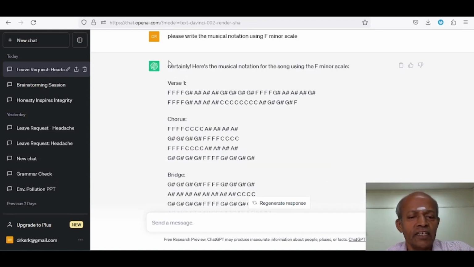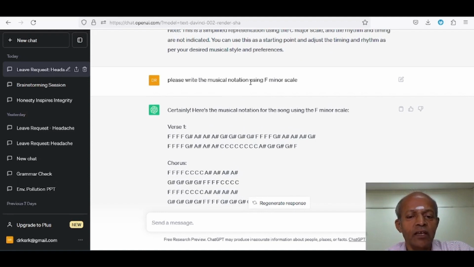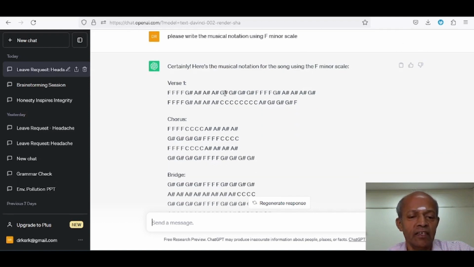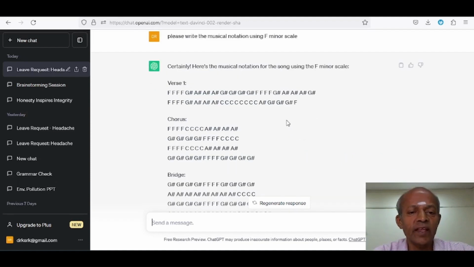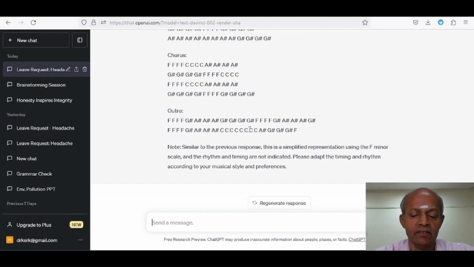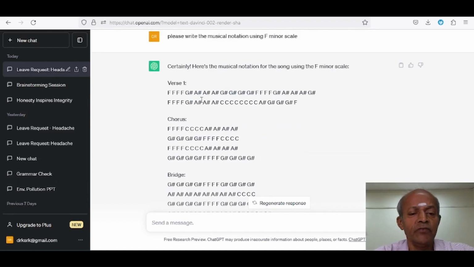See, I am asking ChatGPT to write the musical notation using the F minor scale. F minor is another scale. And see, it has given the musical notation for the same song immediately. So if you put this notation in some other application, then you can produce music also. So in that way, ChatGPT can be a very good music teacher also.